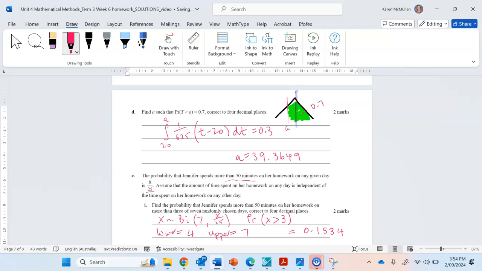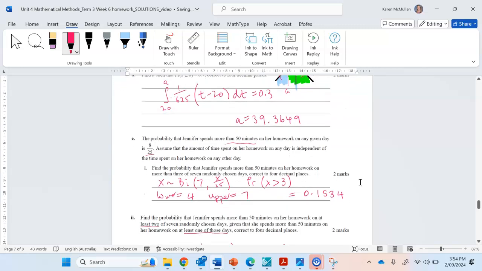So what I can do is set up two definite integrals, or I can say, well, instead of letting it equal 0.7, let's let it equal what we've got on that other side, which is 0.3. So now my lower limit is 20, my upper limit is A, as opposed to doing it the other way around. And A is equal to 39.3649, because we had to do it to 4 decimal places.